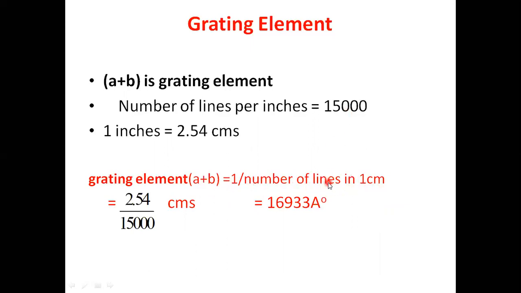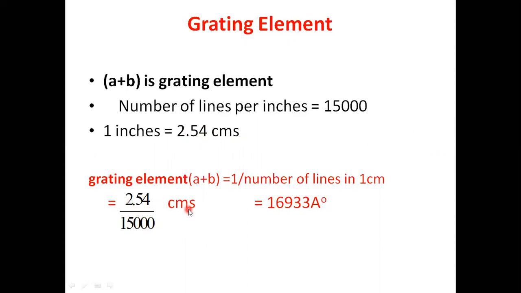So this information will help us to calculate the grating element, that this grating contains 15,000 lines per inch. In 1 inch we have 2.54 centimeters. So in 2.54 centimeters we have 15,000 lines, and in 1 centimeter we have 15,000 divided by 2.54 lines. And what is the grating element? It is the reciprocal of it, so it will be 2.54 divided by 15,000 centimeter.